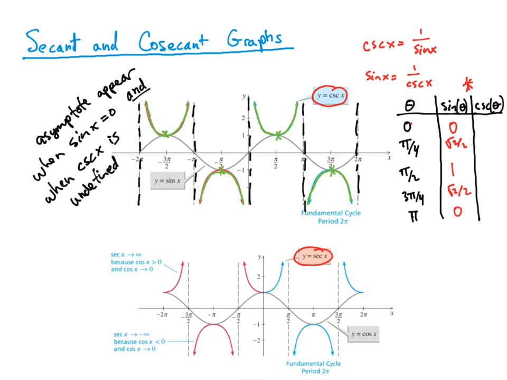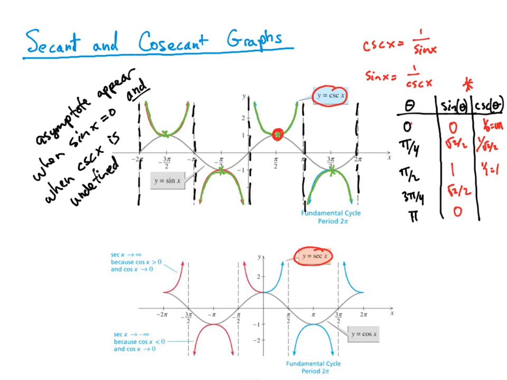Now cosecant is the reciprocal of what we have for sine. So cosecant of 0 is the reciprocal of 0, so that's 1 over 0, which is undefined. Cosecant at pi over 4 is going to be 1 over root 2 over 2, just the reciprocal. Cosecant at pi over 2 is going to be 1 over 1, which is 1, and that is this position right here. Sine and cosecant are both equal to 1, so the graphs come together at that position.